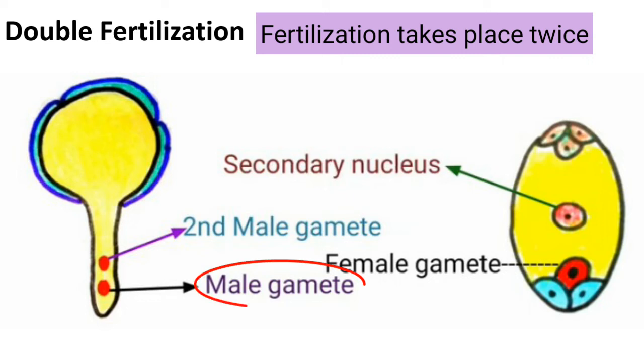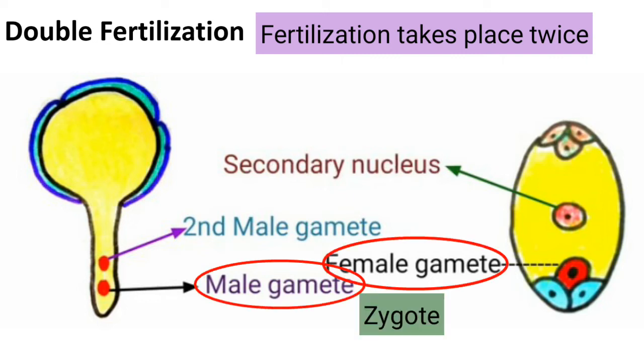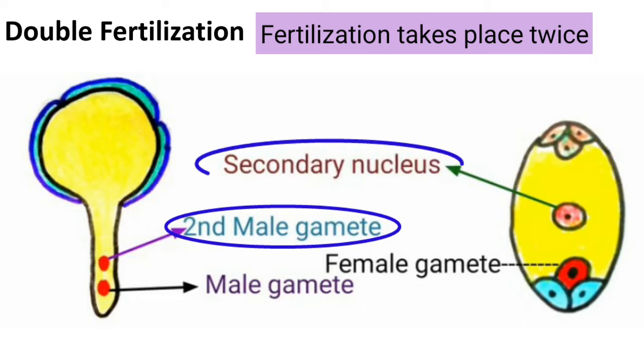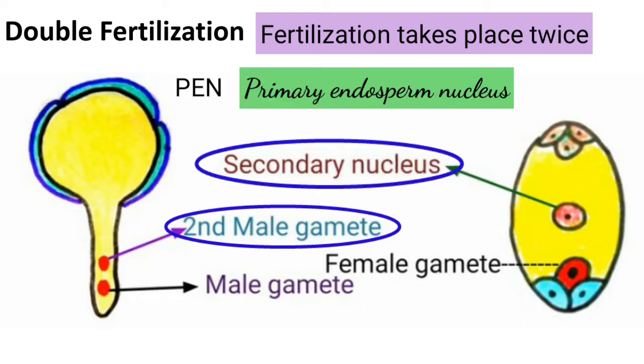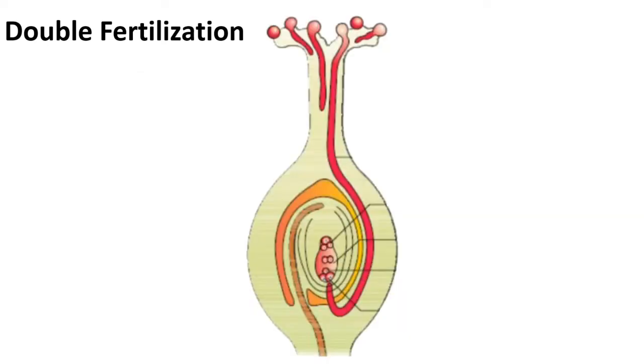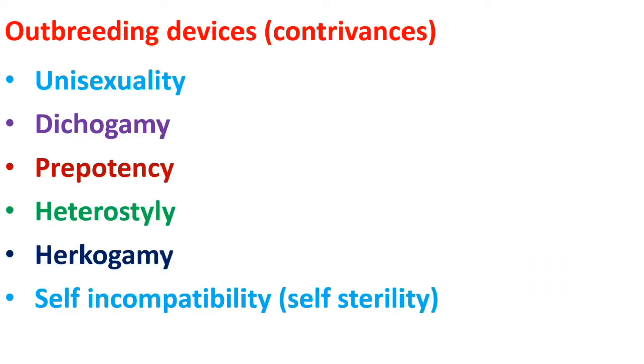Double fertilization. Here fertilization takes place twice. One male gamete fuses with the female gamete to form the zygote, a process called syngamy. The second male gamete fuses with the secondary nucleus to form the PEN, that is the primary endosperm nucleus. It is called triple fusion. This process was discovered by S. G. Navashin.